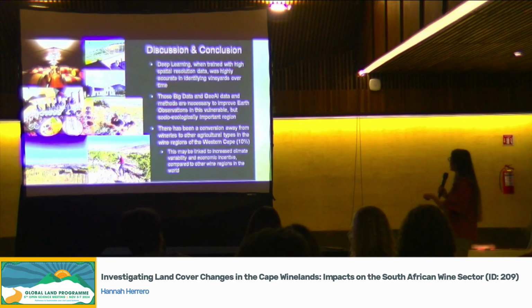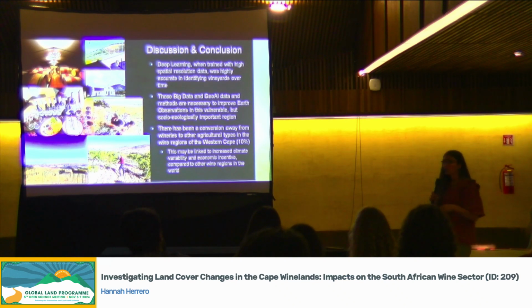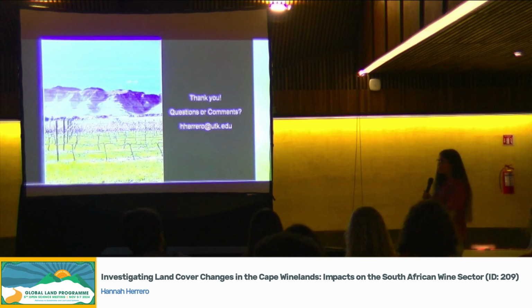accuracies. So to wrap this up, the use of deep learning, when coupled with that high spatial resolution data in mass, was very accurate in identifying our vineyards across this landscape, which is really important to understand how they're changing over time in this very vulnerable region, both ecologically and socially. So if anybody has any other questions, thank you.